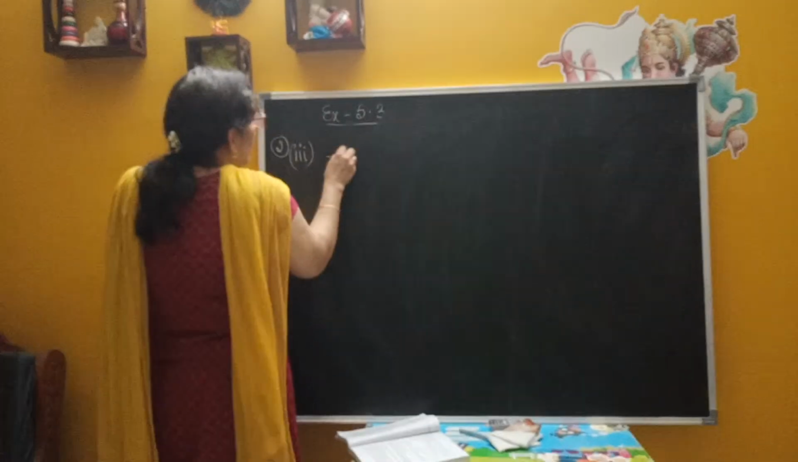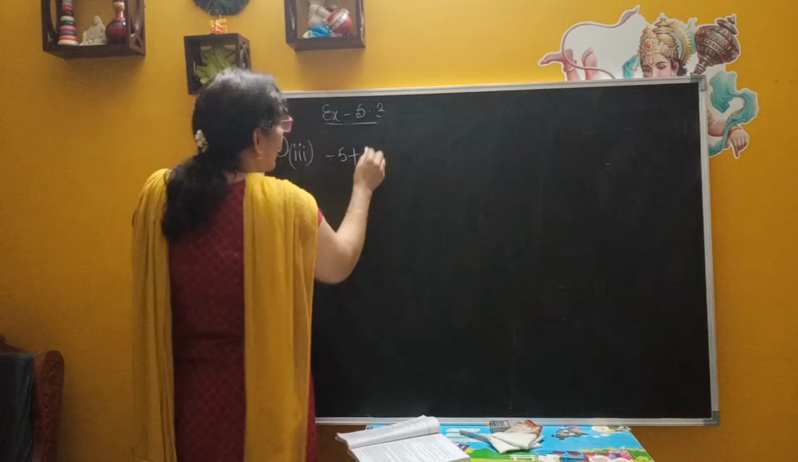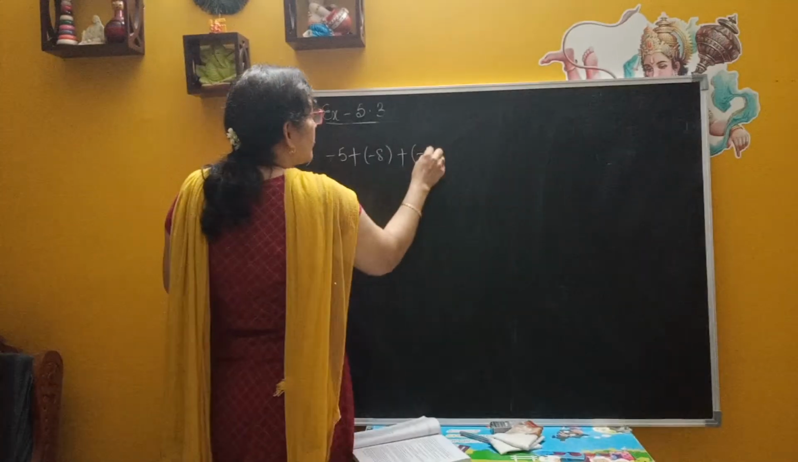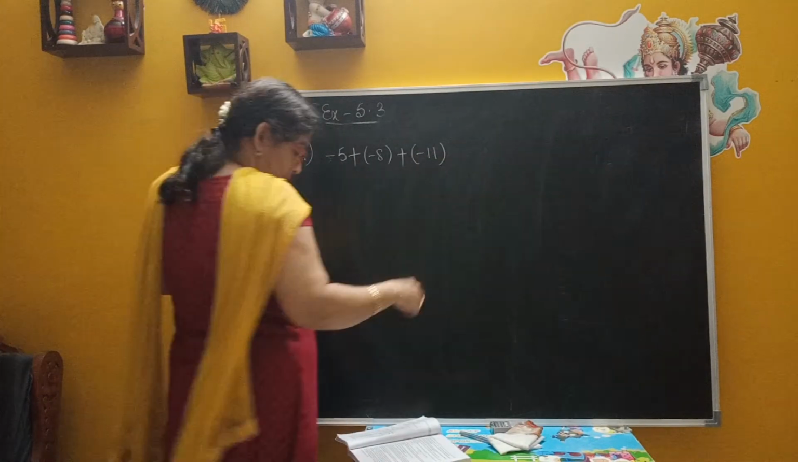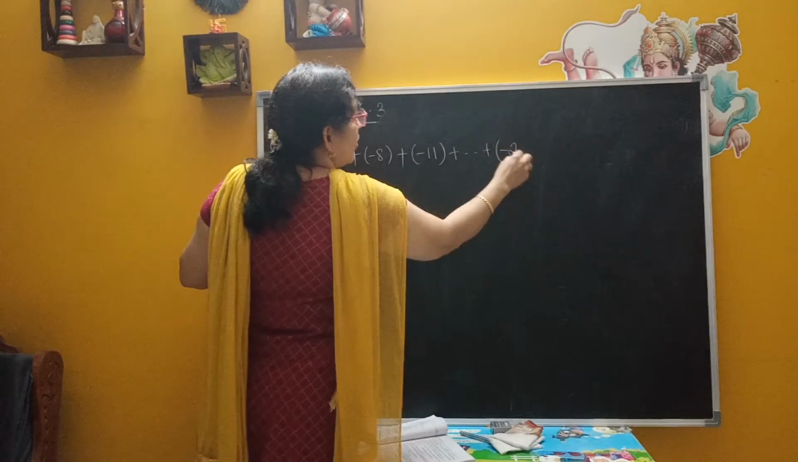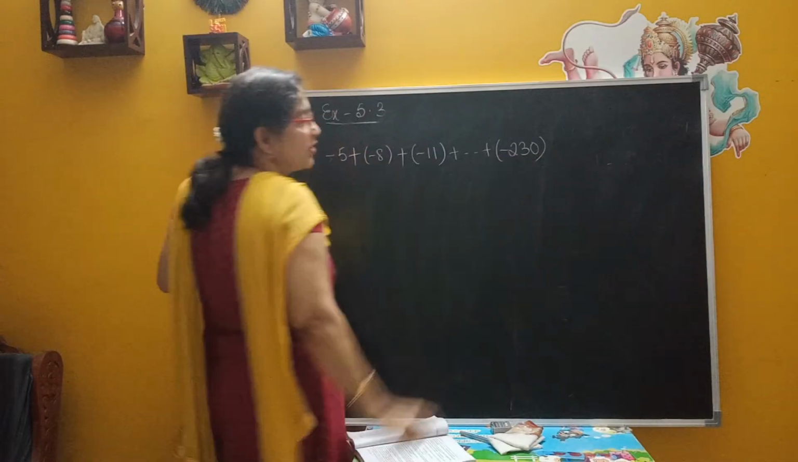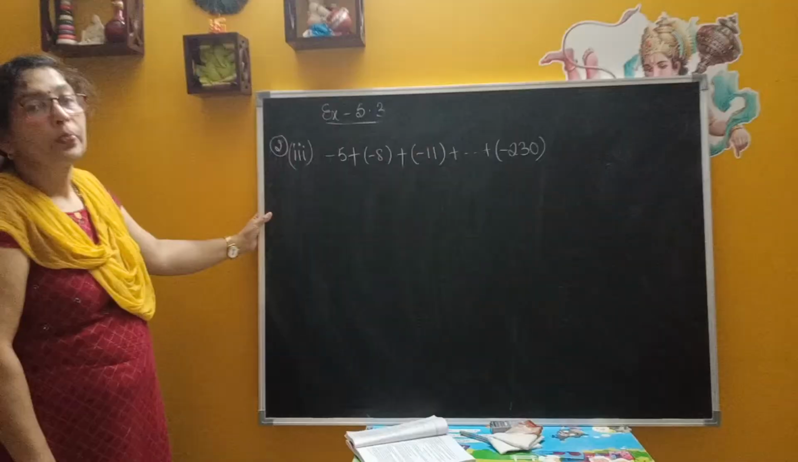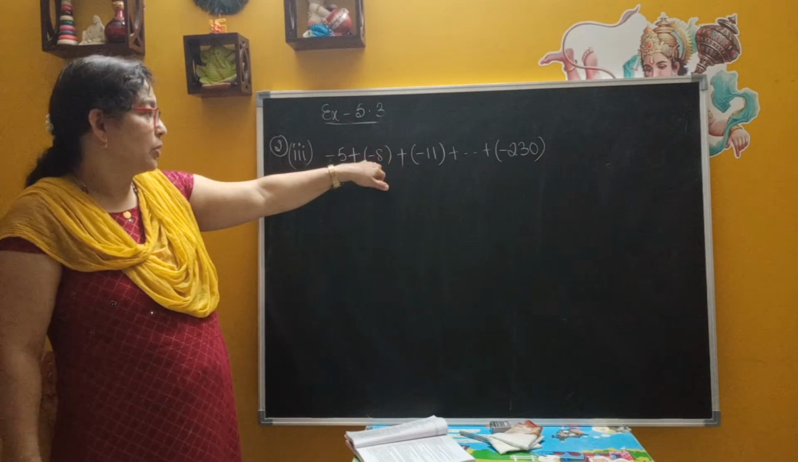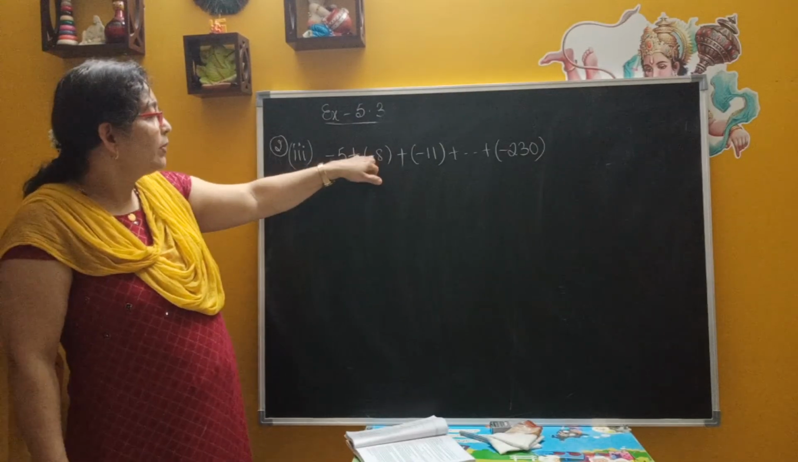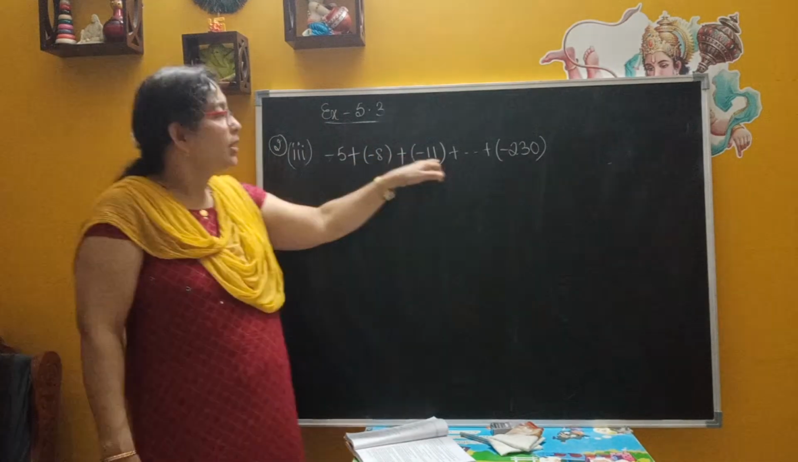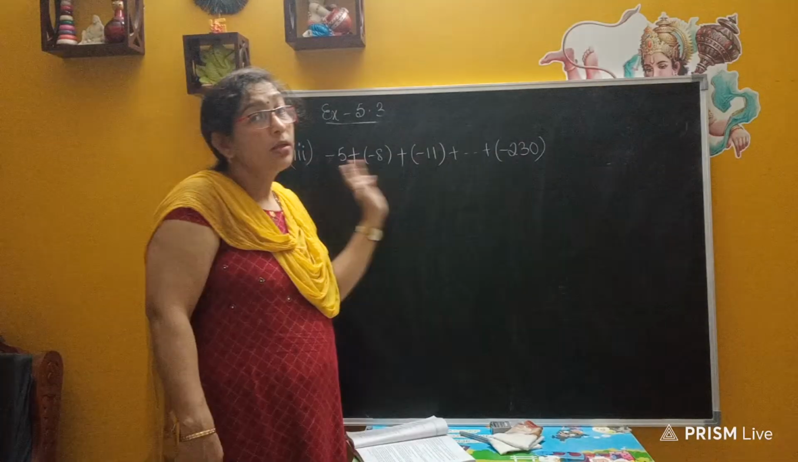Given minus 5 plus minus 8 plus minus 11 plus dash dash dash plus minus 230. Now what do you observe in the series? Is this in increasing order or in decreasing order? It is in decreasing order because the values increase with negative sign. Here minus 8 with negative sign, 11 negative sign. Numerical values are increasing but with negative sign. So what does it mean? That is in decreasing order.